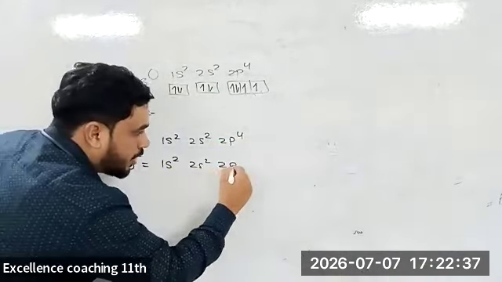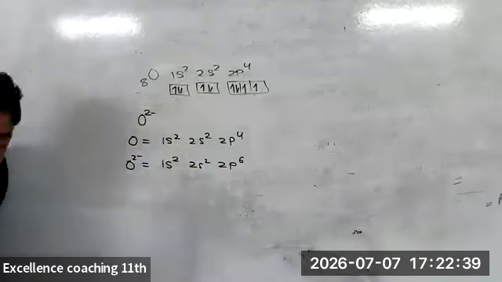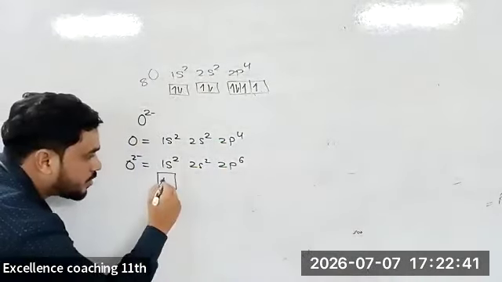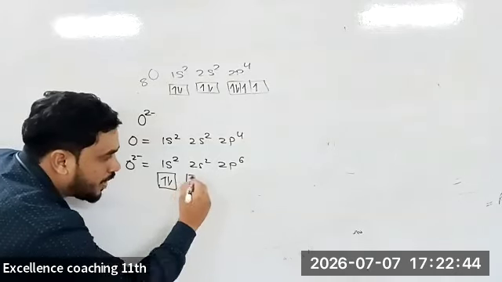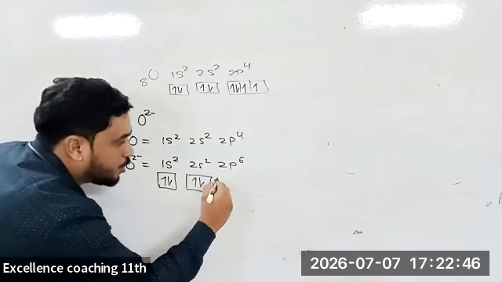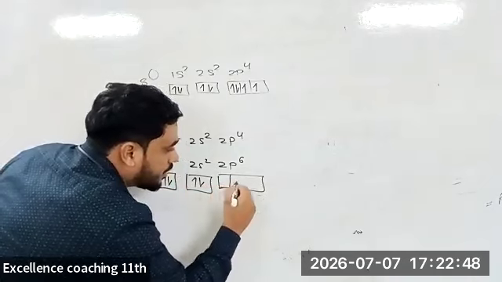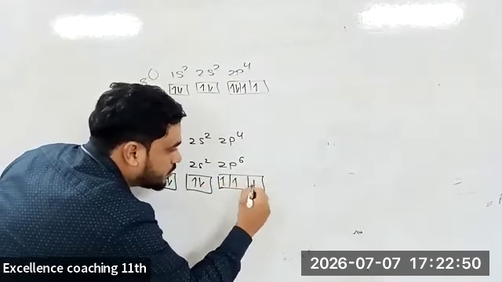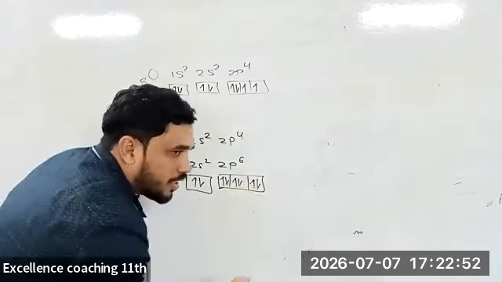1s2, 2s2 and 2p6. So the concept is interesting. In 1s, how many electrons? 2. In 2s, how many electrons? 2. In 2p, how many orbitals? 3. How many electrons? 3, 4, 5, 6.